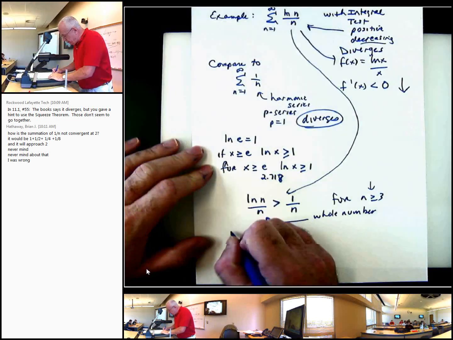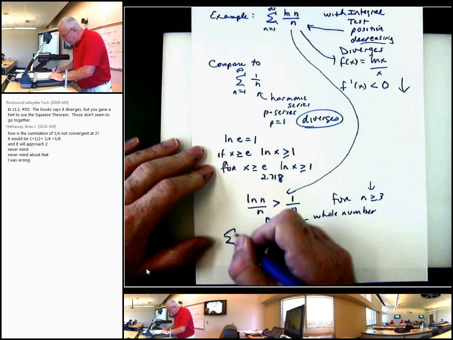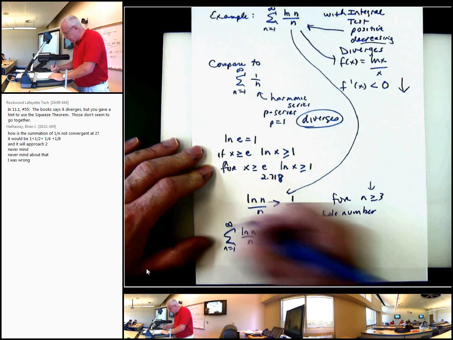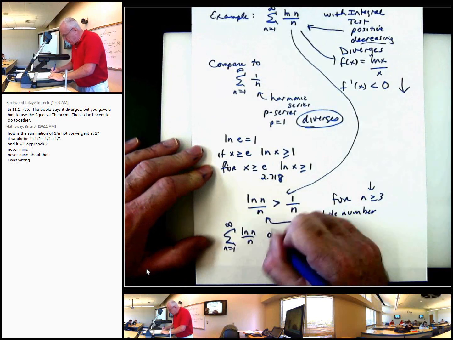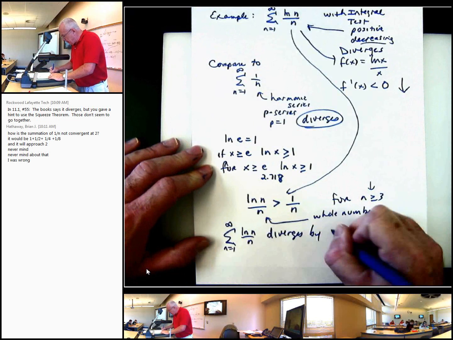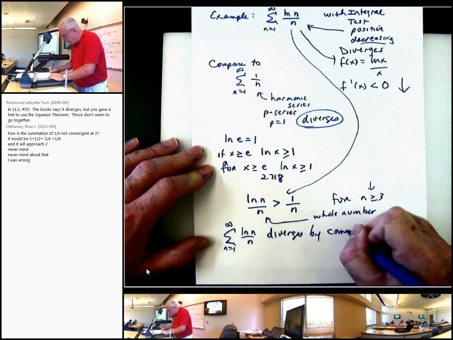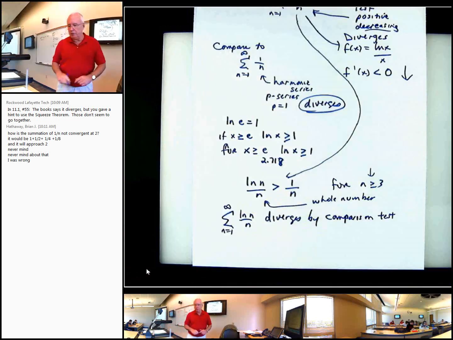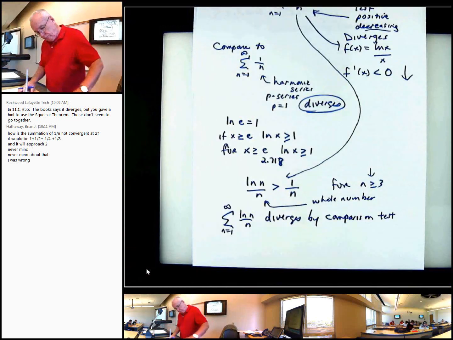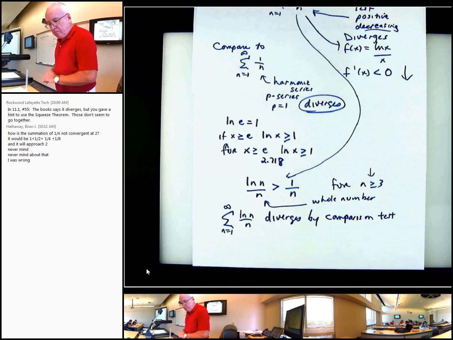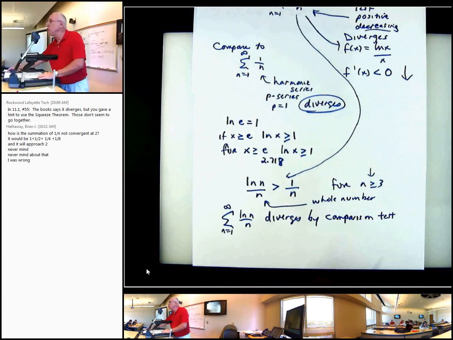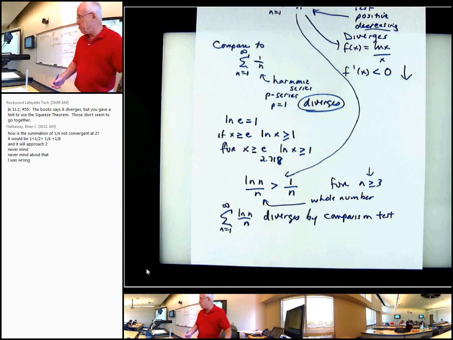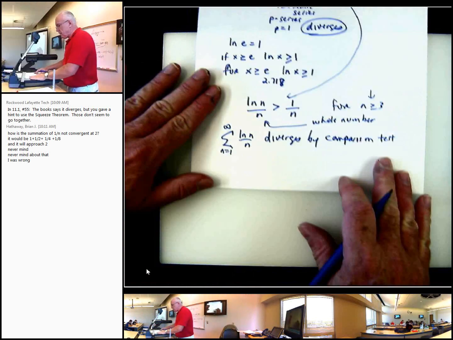So therefore, the summation of ln of n over n, as n goes from 1 to infinity, then diverges by the comparison test. Here we're comparing it with the divergent series. Okay. So we arrive at the same conclusion as we did before with the integral test, just a different way. Question on that particular one.